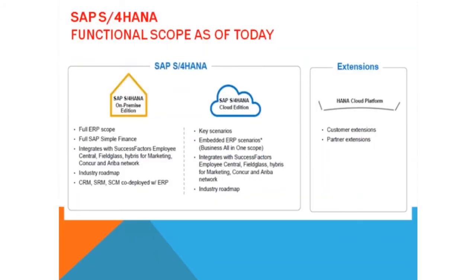So functional scope as of today, here you can see S/4HANA on-premise. Why is it called S/4HANA? S basically is simple finance. Basically the fourth generation, because it has its own database there. HANA, when it has its own, that's called simplified HANA, is their full ERP scope.